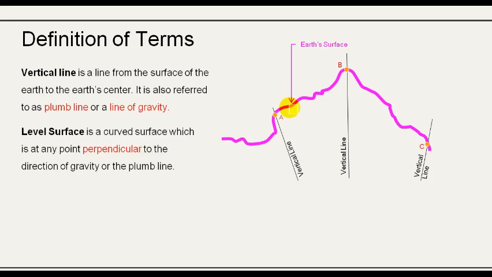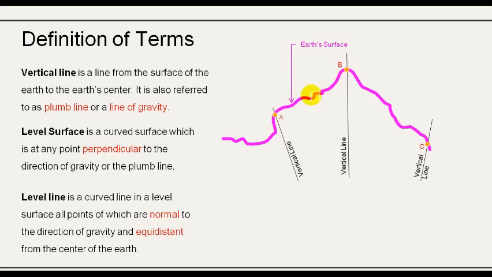Okay, next, level surface. It is a curved surface which is at any point perpendicular to the direction of gravity or plumb line. So a curved surface perpendicular to this vertical line at point A is called level surface. Same with point B and point C, or any point on the Earth's surface.